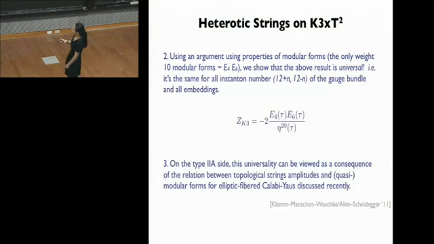On the type 2A side, you can also argue for universality. And it's kind of the simplest consequence of the relation between topological strings on elliptically fibered Calabi-Yau threefolds and quasi-modular forms. Okay, so this is analyzed carefully in a paper in 2011 by many authors, including Mughal over here.